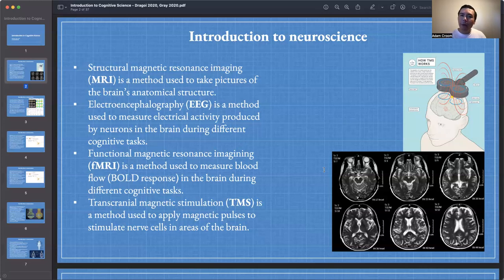The way that fMRI works is that it's going to measure blood flow or the BOLD response in the brain as your brain is engaged in a particular cognitive task. The BOLD response is the blood oxygen level dependent response. This is a response that's based on your blood flow and blood oxygen level, right?